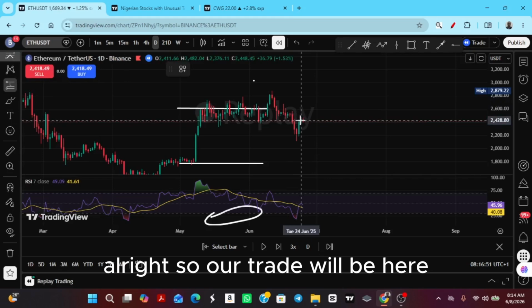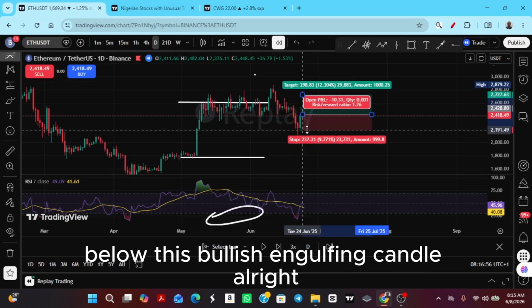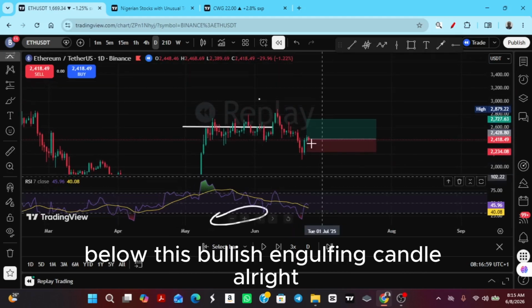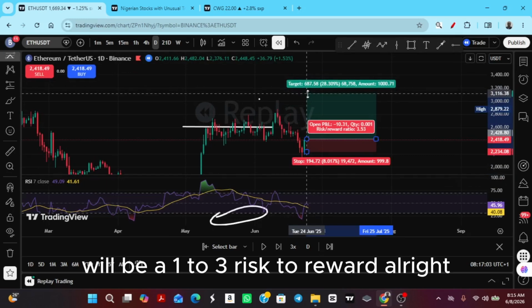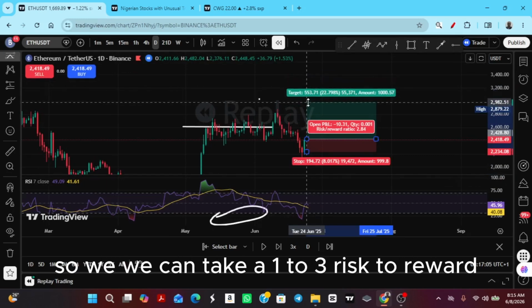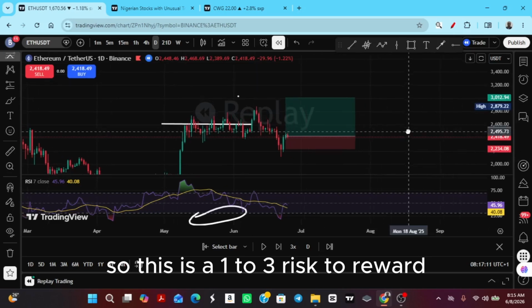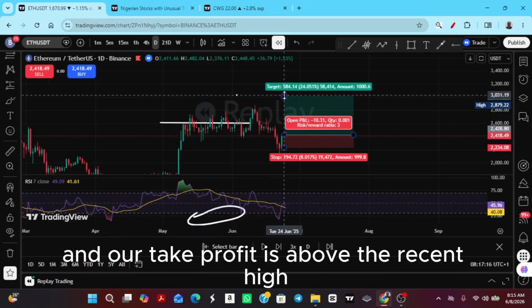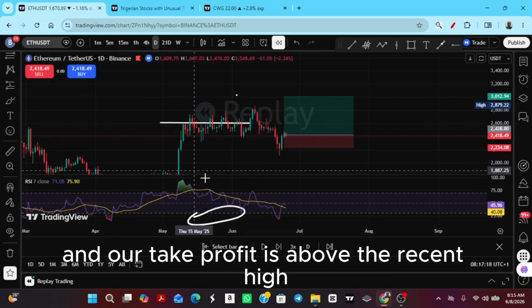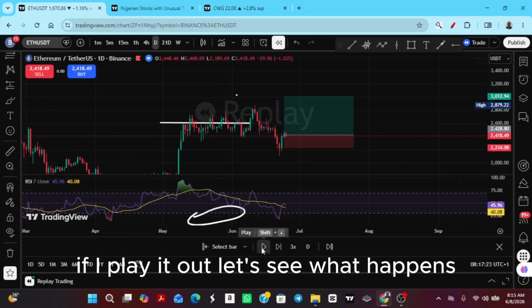Our trade will be here. We will take it, our stop loss will be below this bullish engulfing candle, and then our take profit will be a 1 to 3 risk to reward. So this is a 1 to 3 risk to reward, our stop loss is below this bullish engulfing candle, and our take profit is above the recent high. So if this is our trade, let's play it out and see what happens.